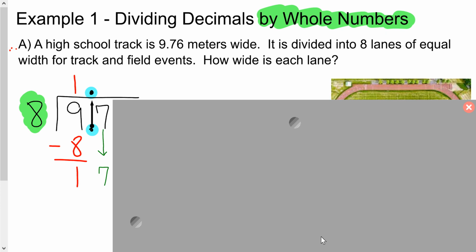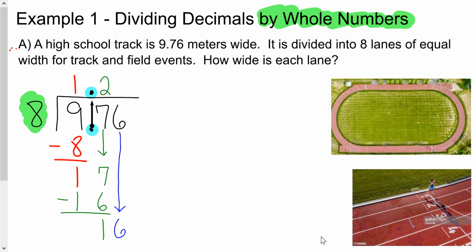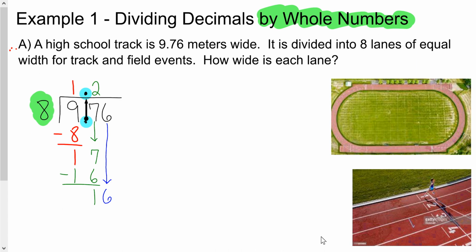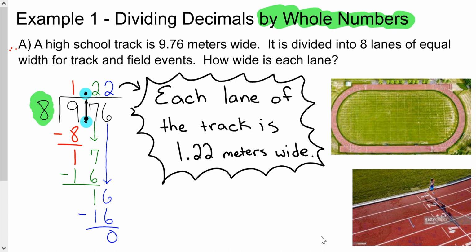And now we can say, 8 goes into 17 twice. And that gives us 1 left over, which is still less than 8. That's good. And now we'll see that we can drop that 6. Let's make a little bit more room here. 8 goes into 16 2 times. Nothing's left over. So each lane of the track is 1.22 meters wide.